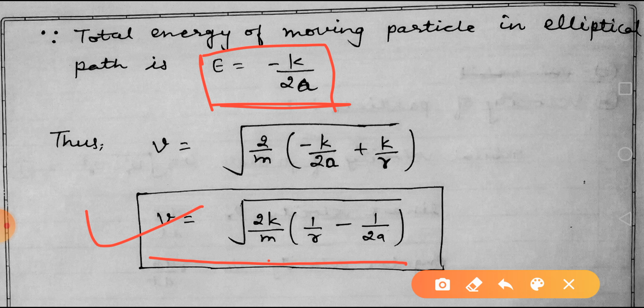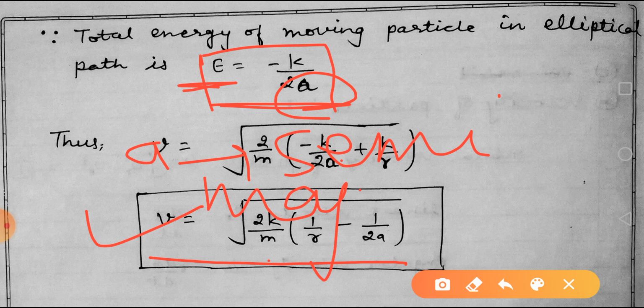So we can also say that in an elliptical path the total energy of the particle also depends on a, the semi major axis.